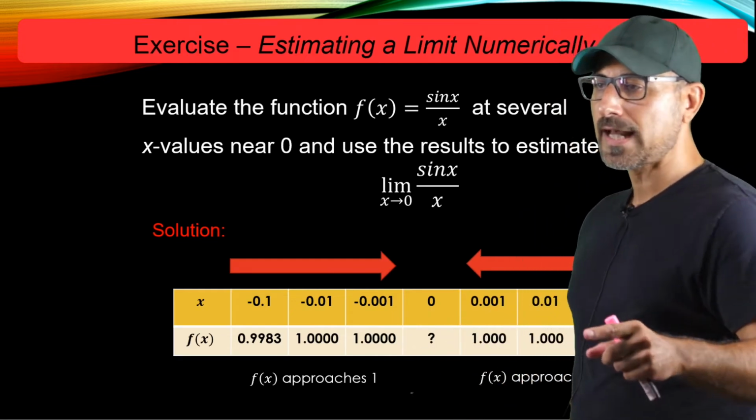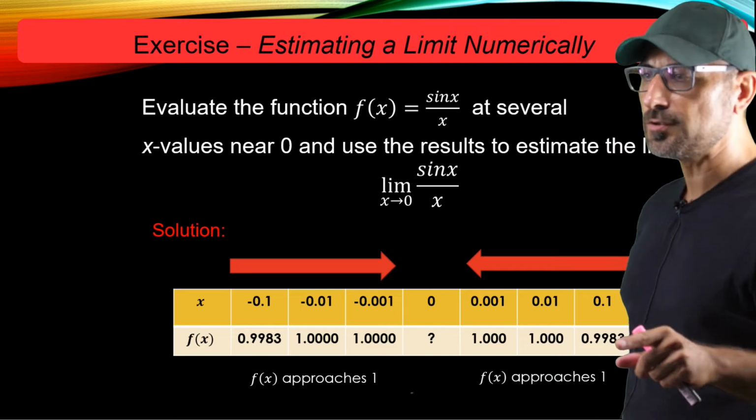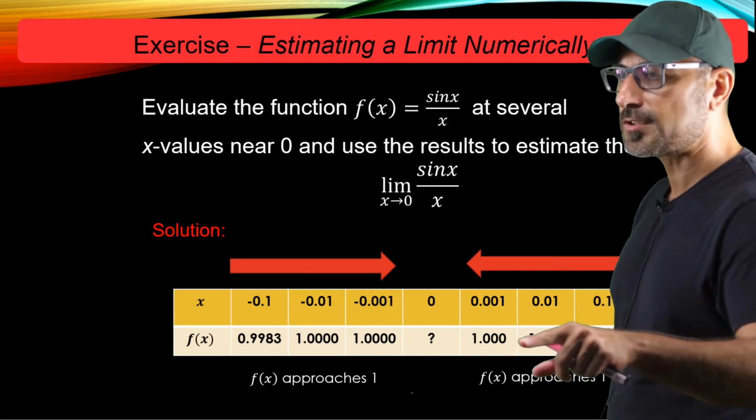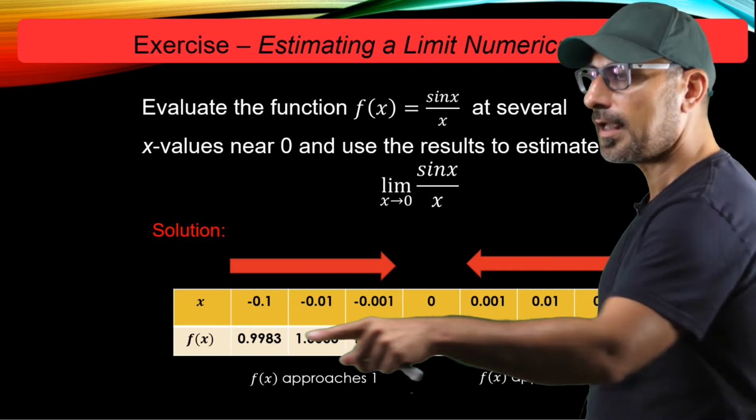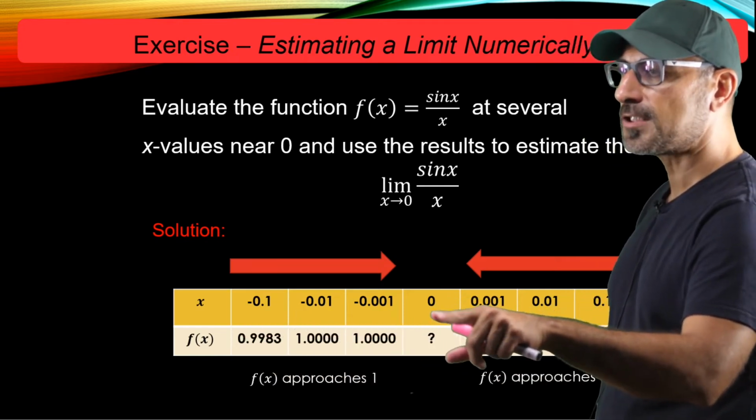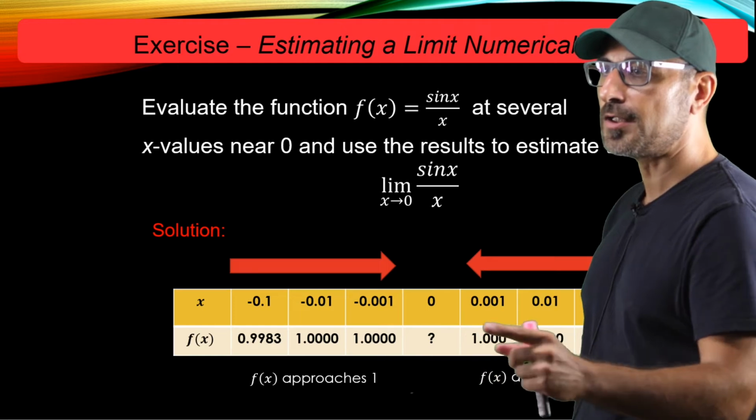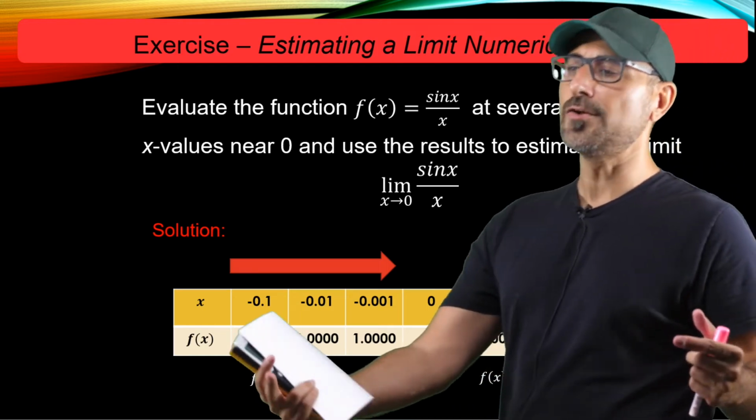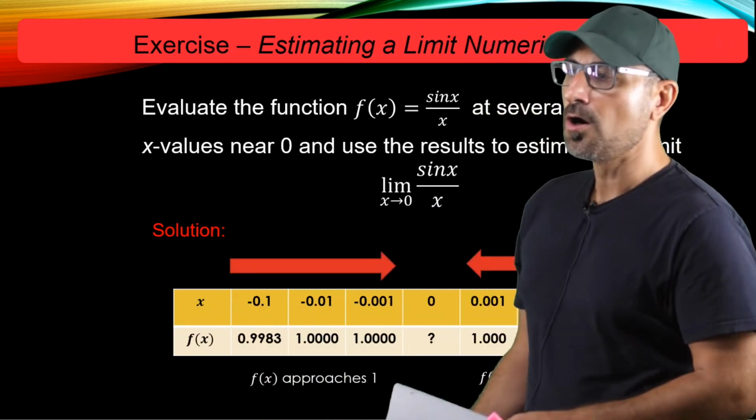And what happens is that, as you see from both sides, you get closer to 1, and from this side as well, you get closer to 1. Even though the function is not defined at 0, the corresponding function values get closer to 1.